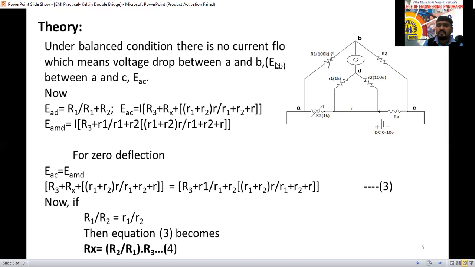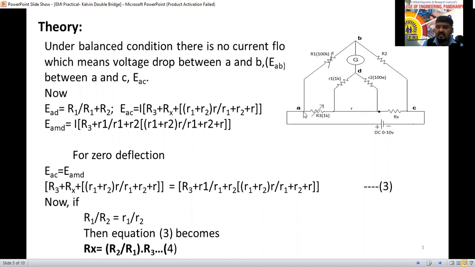So under balanced condition, no current will flow through the galvanometer, which means that the voltage drop between A and B, EAB, and between A and C, EAC, are equal. So according to that, EAD we are going to calculate here now. Here A is there, here D is there.